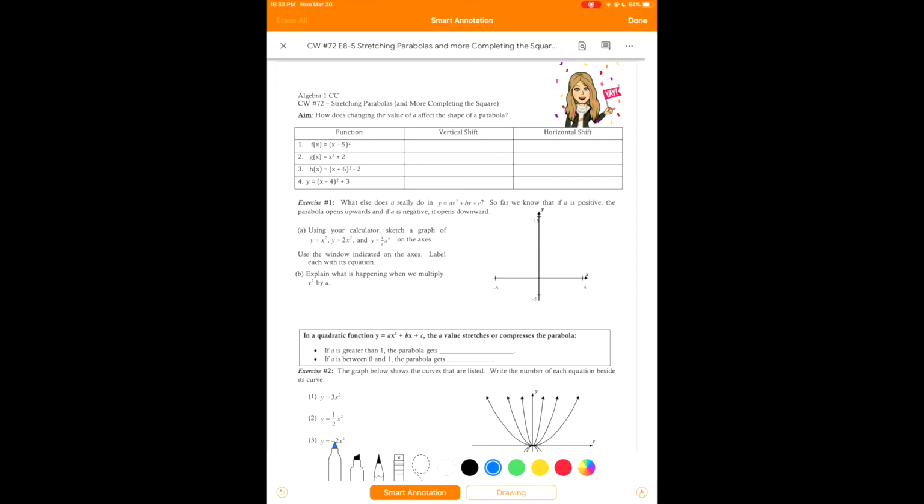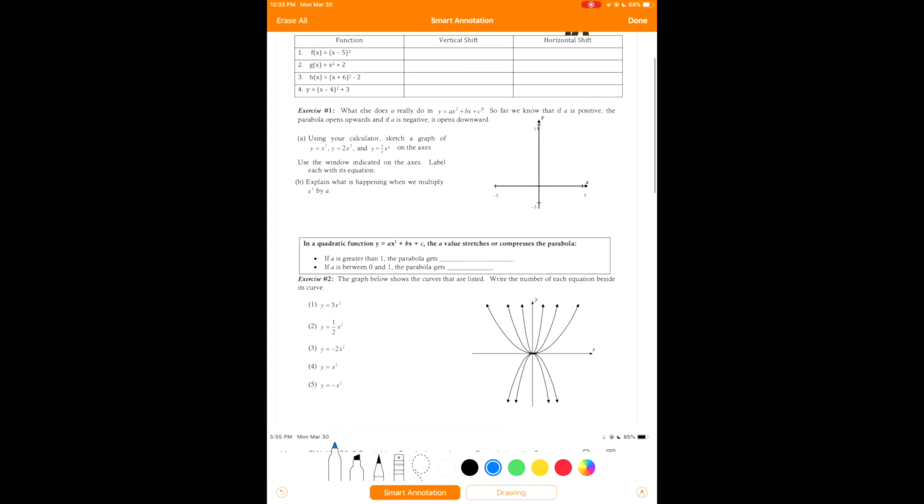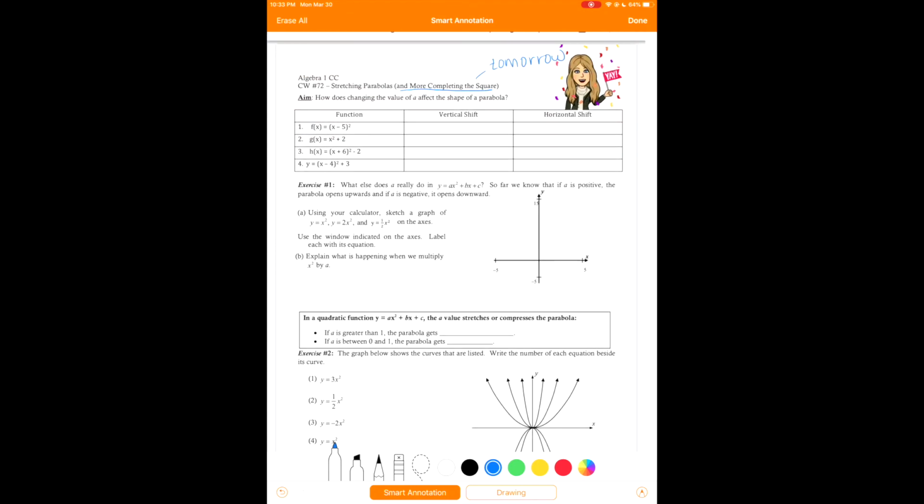Hi guys, today we're going to do classwork 72, stretching parabolas, and a little bit more completing the square, but we're going to save the completing the square for tomorrow. So we're just going to work on the first page of these notes today, and I'll just assign homework from this first page. And then tomorrow we'll finish up with the second page, and you'll have the rest of the assignment 72 tomorrow night. So this will be a 2-day lesson.